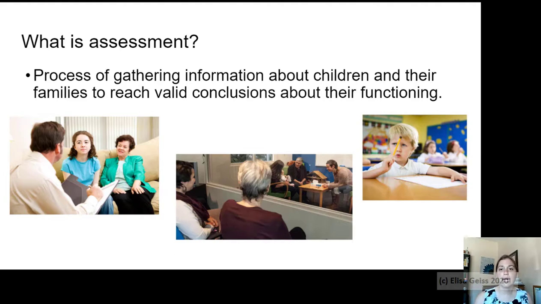So we do lots of different types of assessments. Here on the left, you'll see that there's an interview with a parent and a child. You can also see that we do things like naturalistic observations and also things like personal testing, to see how that child is actually influenced.